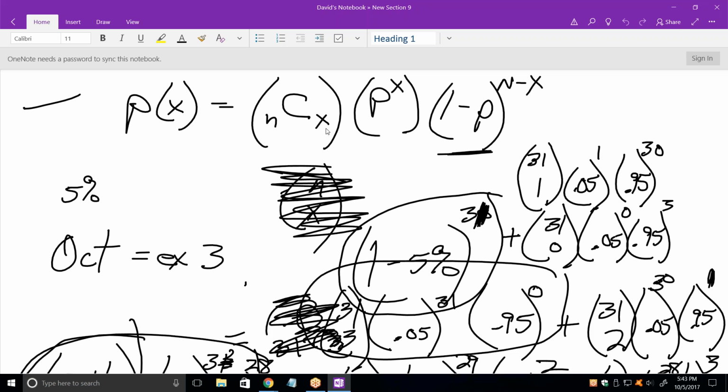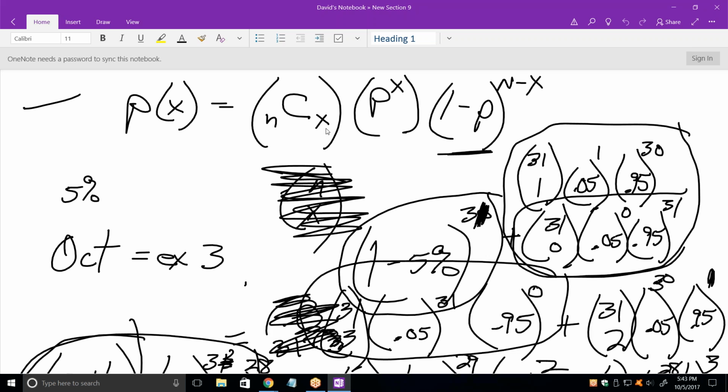Well, I think if it's at least, then you have to cover everything but 0. Oh, it was at least once. Yeah. Well, yeah, you're right. In other words, all we have to do is 0. We have to do this part here and then subtract that number from 1. Which would be, that's 1. So it's 0.95 to the 31st power. 1 minus that should be your answer.